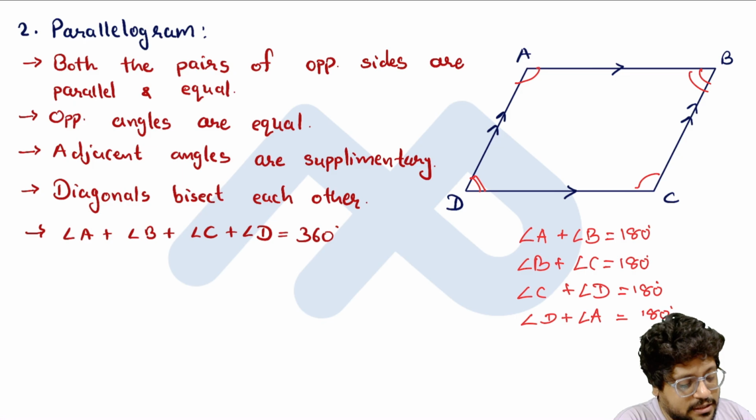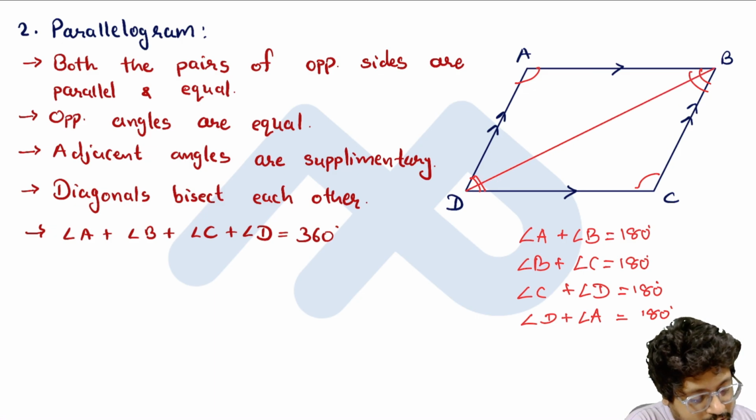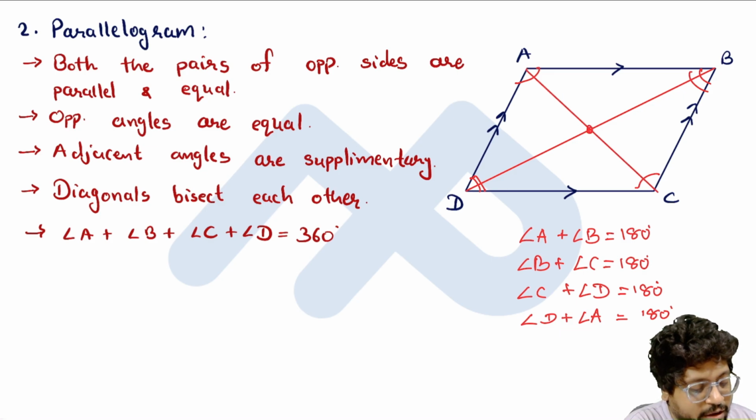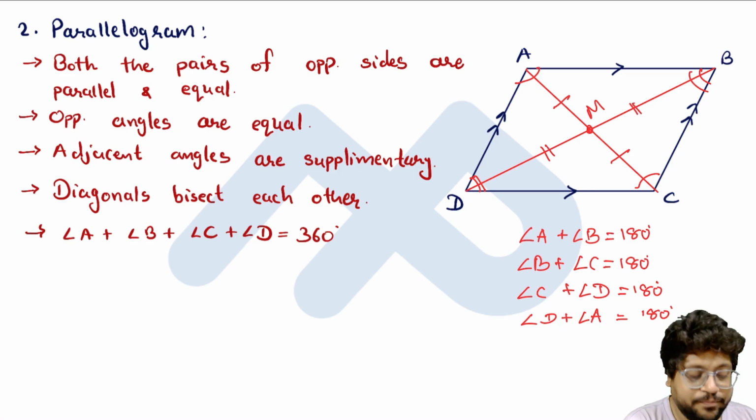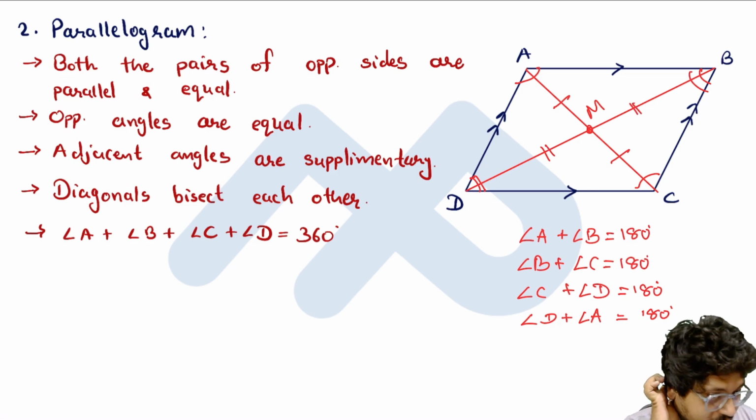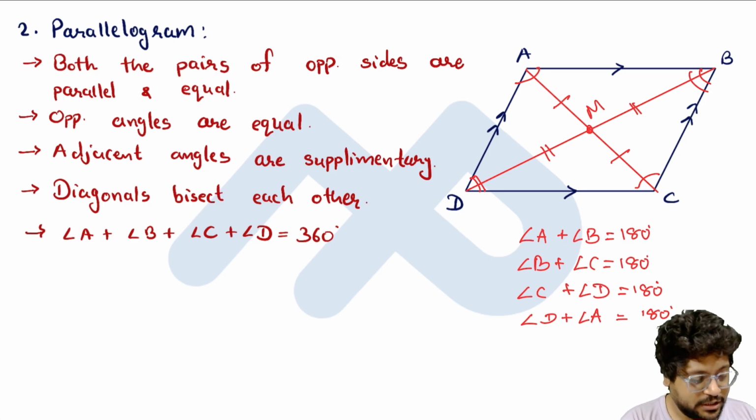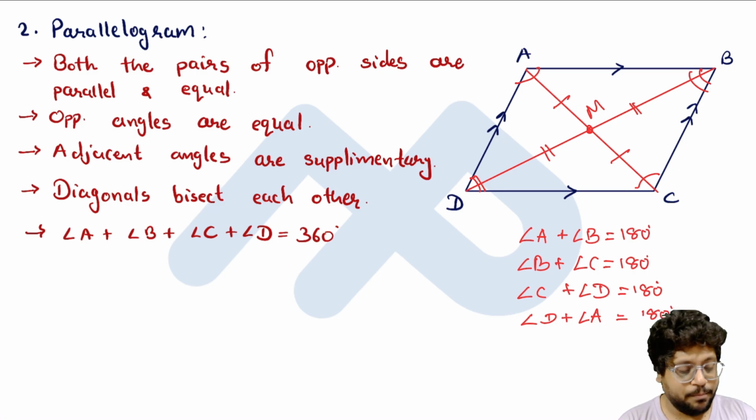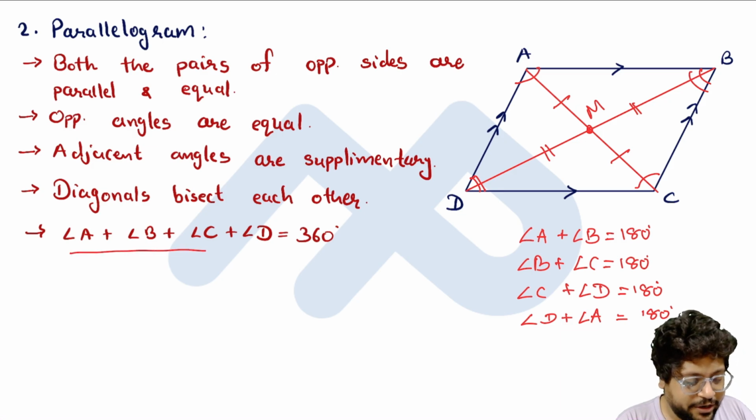Then come the diagonals. If I talk about the diagonals, both the diagonals bisect each other. What do I mean by that? If you draw this diagonal BD and another diagonal, that is AC, they are intersecting each other at a point, let's call this point M, and this M is the midpoint of AC as well as the midpoint of BD. So they are bisecting each other. Bisecting each other means they are intersecting each other at the midpoint of each other. So basically the intersection point is the midpoint of each of them. Clear? And in the end, yeah, the sum of all interior angles is also 360.